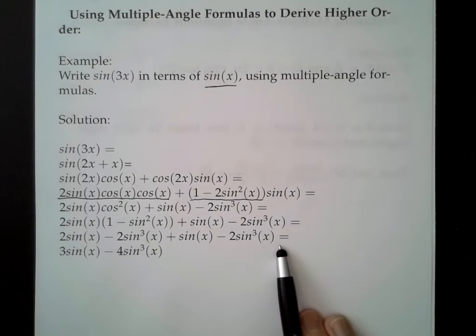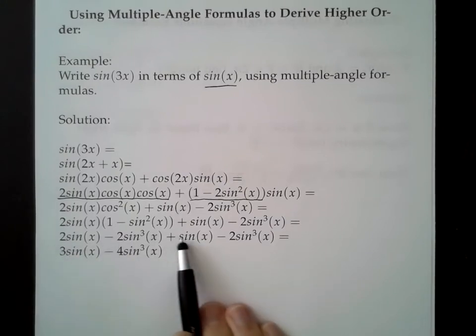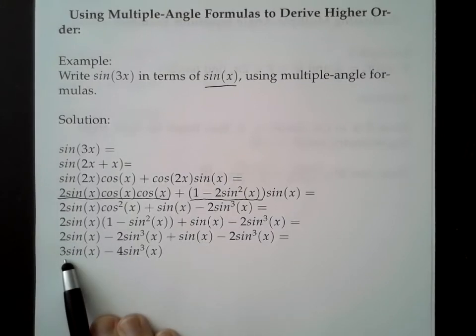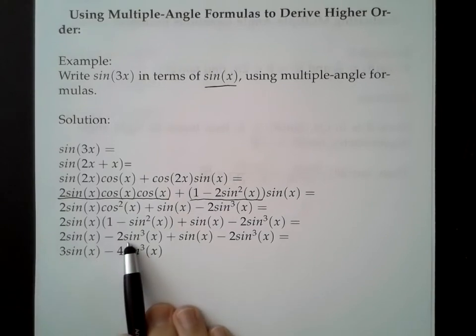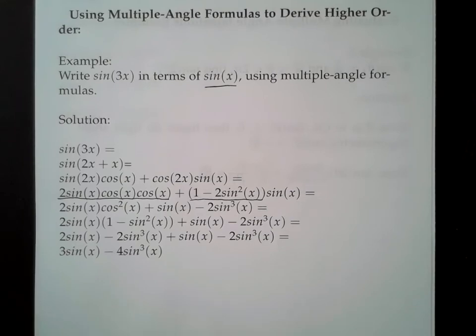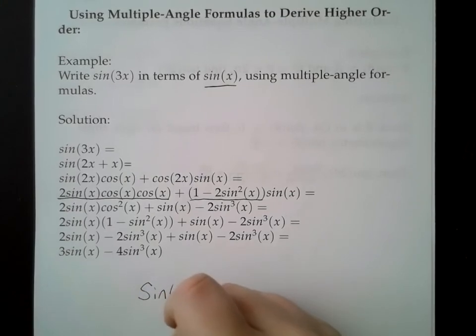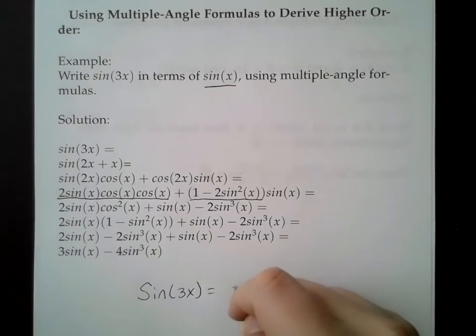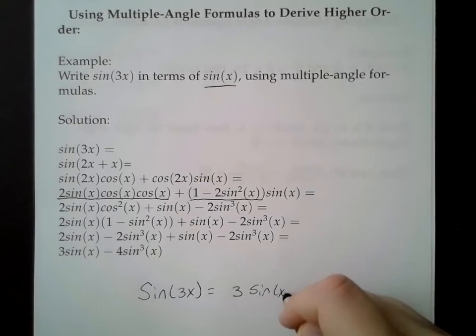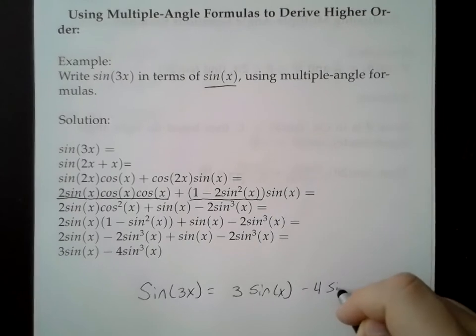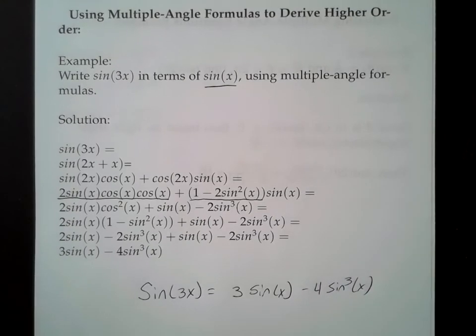Now, we are here at this point, and I see that I'm going to possibly be able to simplify a little bit. So I get 2 sine of x plus sine of x, which is going to give me 3 sine of x. And then negative 2 minus 2 is going to give me negative 4 sine cubed of x. And then I don't think I can go anywhere from here. So what this tells me is I have just derived the formula: sine of 3x can now be written as 3 sine of x minus 4 sine cubed of x.